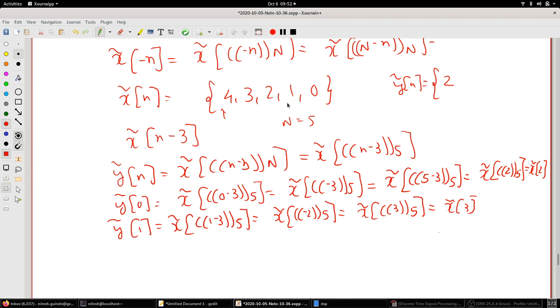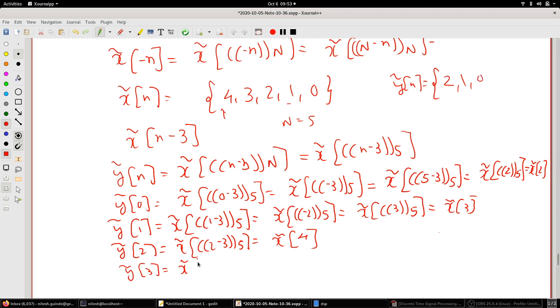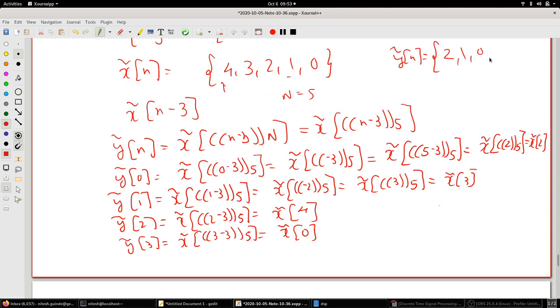So x tilde of 3 is here, so that is 1. So y tilde of 2 is equal to x tilde of 2 minus 3 mod 5, which is x tilde of minus 1. So this is 4. Okay. Y tilde of 3 is equal to x tilde of 3 minus 3 mod 5, which is x tilde of 0. Okay. X tilde of 0 is 4.